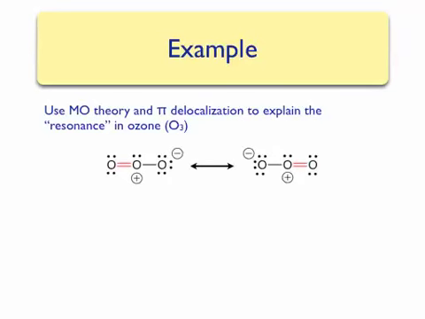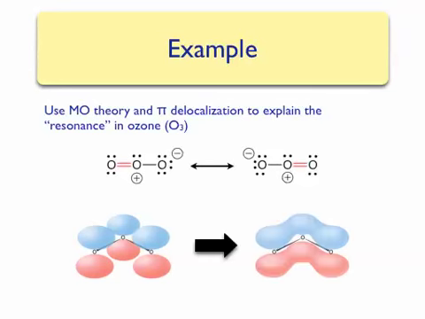The sigma framework can be described using hybrid orbitals, which leaves 3 2p orbitals pointing parallel to one another and perpendicular to the sigma framework of the molecule. These 3 2p orbitals can combine to form one large pi bond that is delocalized throughout the entire molecule. This would also predict that the oxygen-oxygen bonds are about the same length.